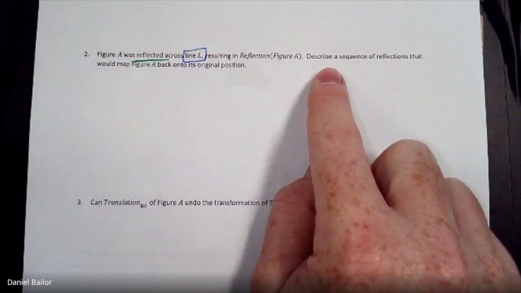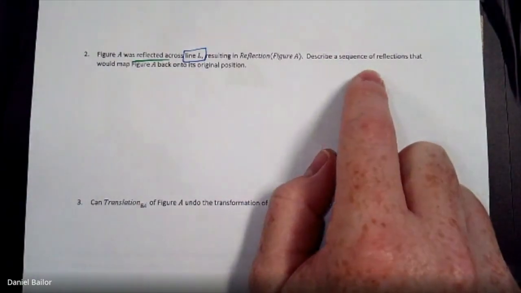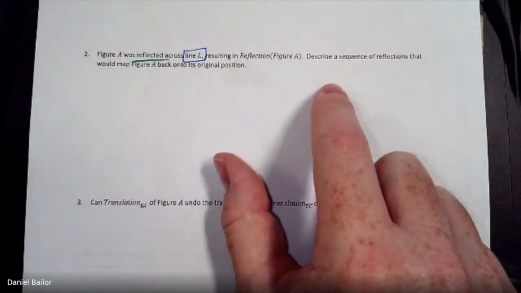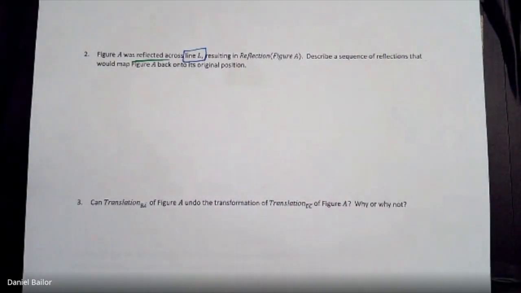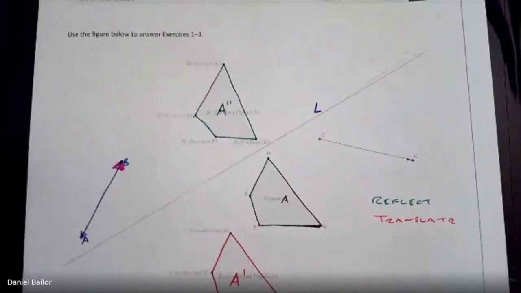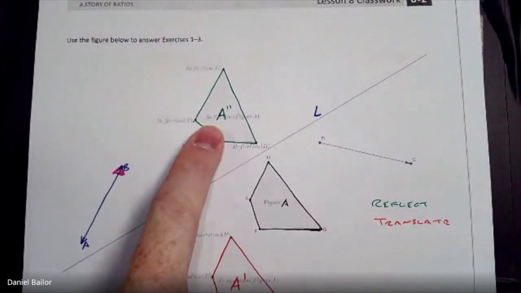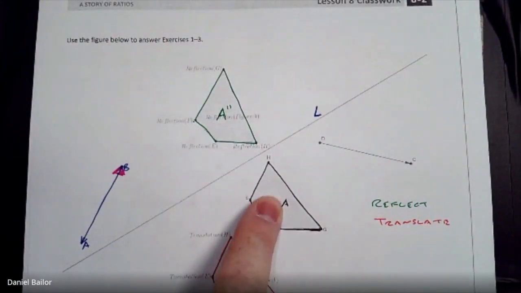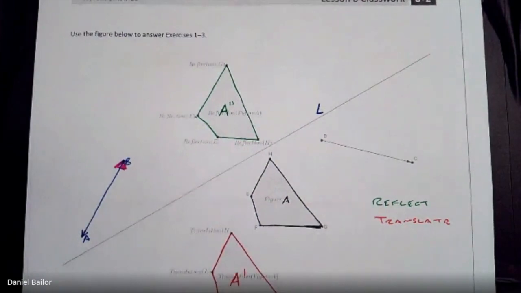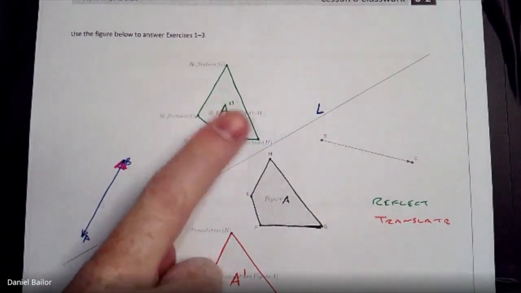Now it says, describe reflections that would map the figure back to the original. So in other words, how do we make A prime prime go back over here? How do we move it back? Think about for a second, how do you think we move it back? Write down what you think, and then we'll talk about it together to see if you are right. How do we move it back? How do we move A prime prime back over here?